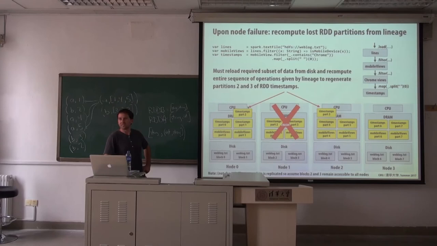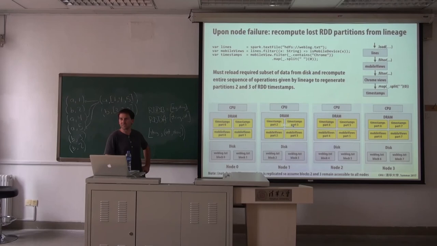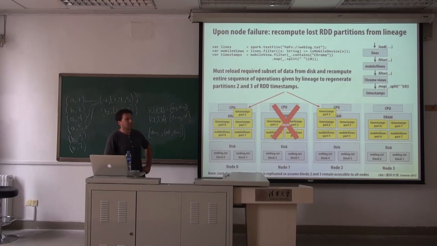So in the crash, we lost partition 2 and partition 3 of timestamps. So we can just go ask computers 0 and 2 to go compute those partitions. And to compute those partitions, we know that timestamps part 2 needs mobile views part 1, and mobile views part 1 needs timestamps part 2, and timestamps part 2 needs mobile views part 2, and mobile views part 2 needs file block part 2. And so the computation can just get redone as necessary whenever a node is detected to have crashed.